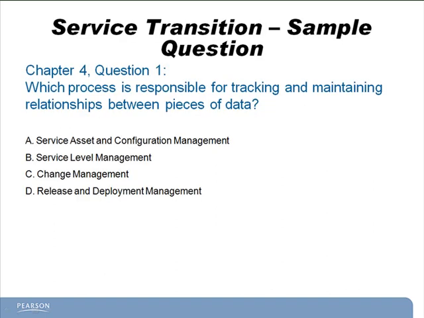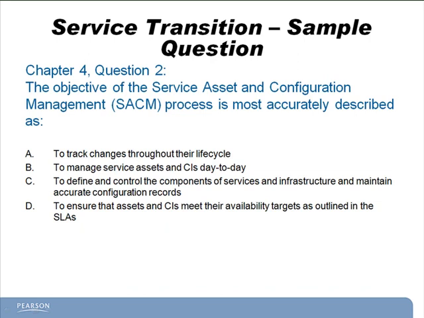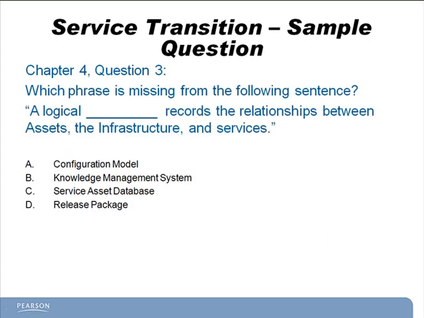Question 1. Which process is responsible for tracking and maintaining relationships between pieces of data? The answer is A. Question 2. The objective of the Service Asset and Configuration Management process is most accurately described as? The answer is C.